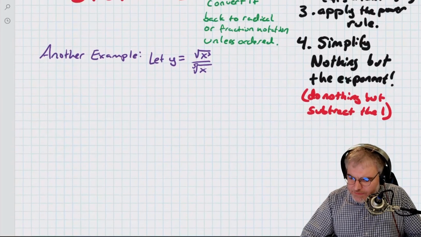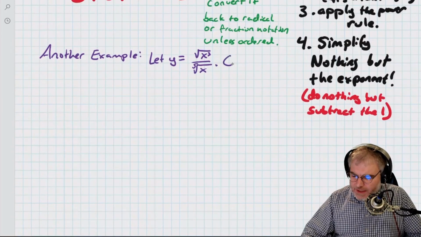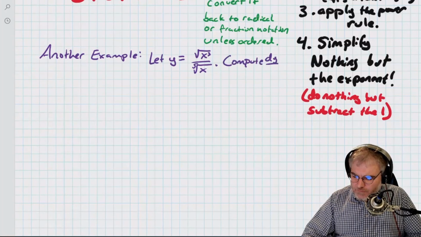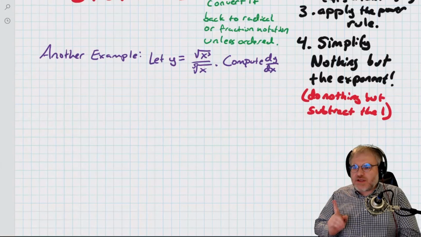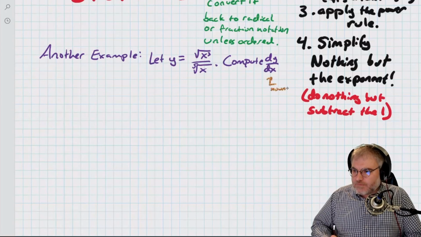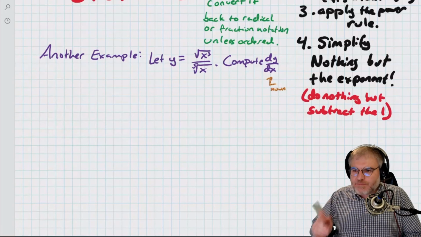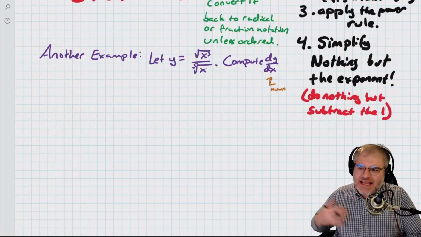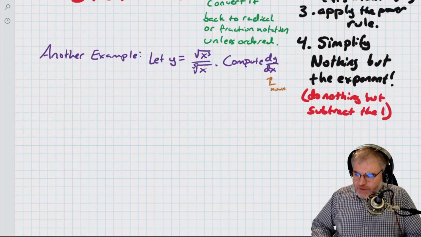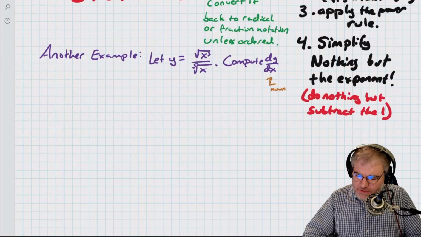All right, so here's the other example. And then I want to compute dy dx. Now, this is important. This is notational. This is a noun. That's important to remember. dy over dx is the output of the derivative. It's not a verb. Here's how you do this.